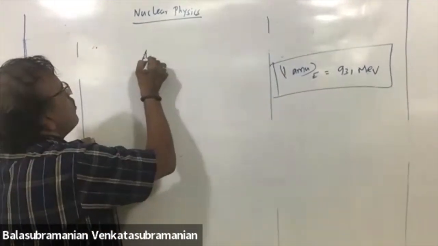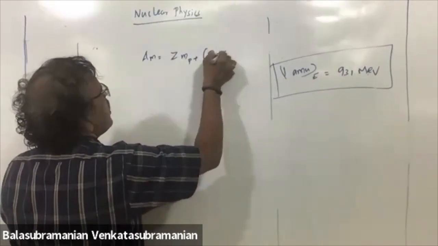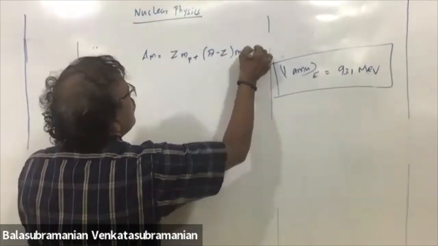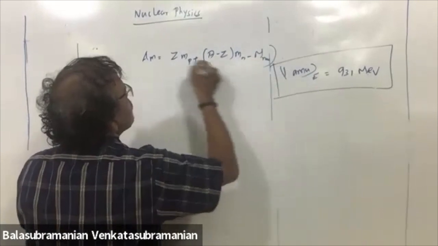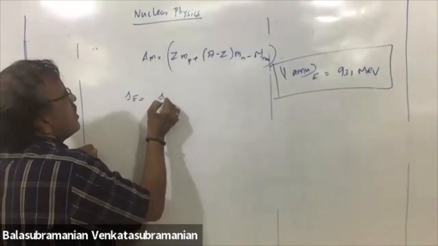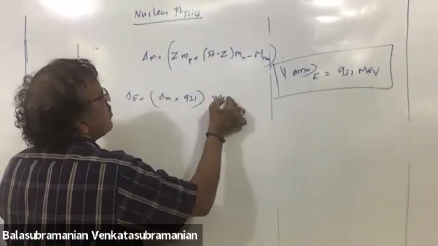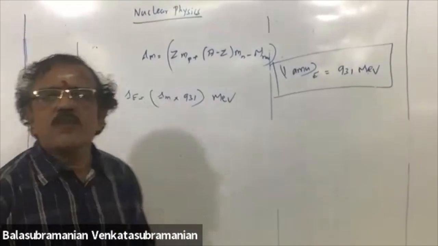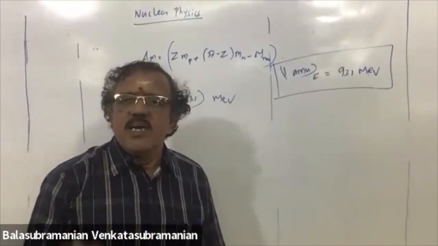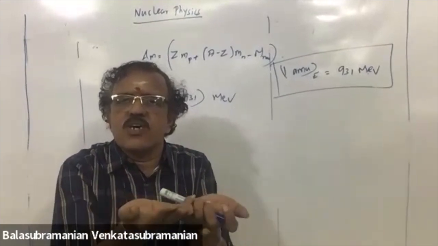Delta M is Z M_P plus (A minus Z) M_N minus nuclear mass. Delta E is delta M into 931 MeV. This is called binding energy: the energy required to bind all protons and neutrons together.